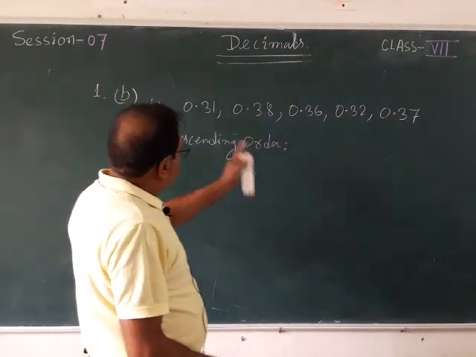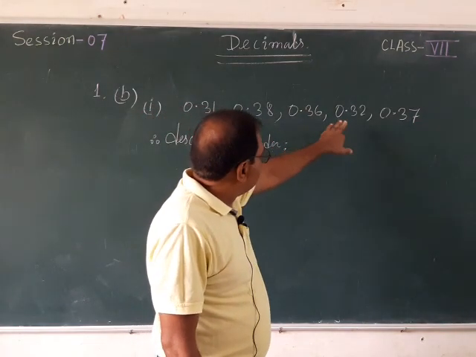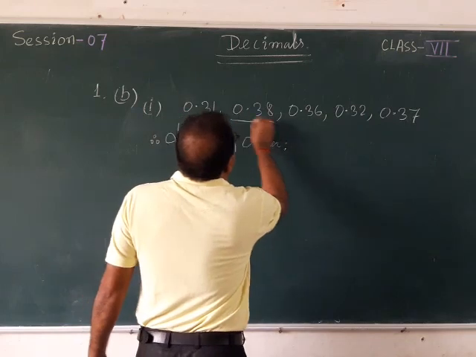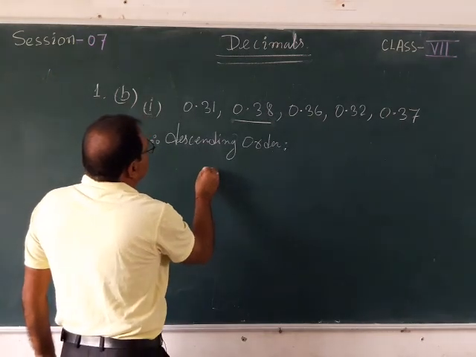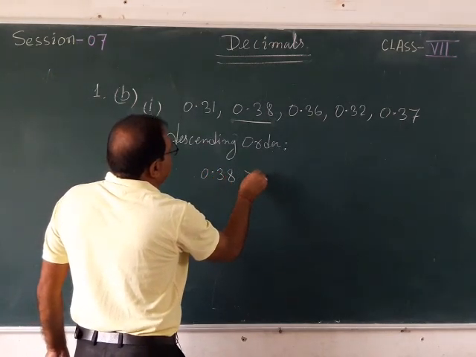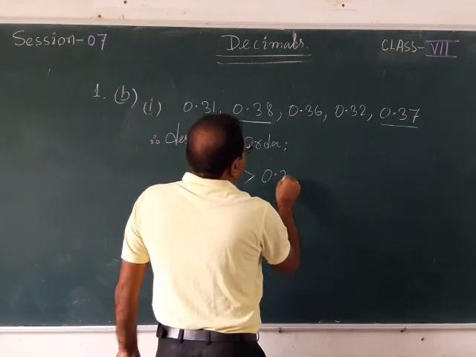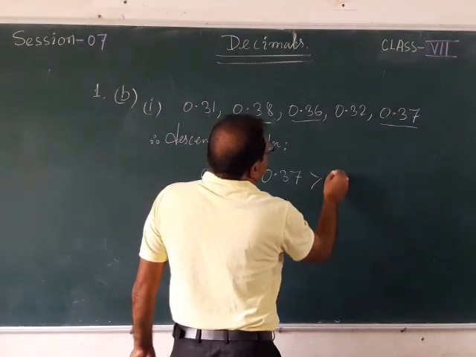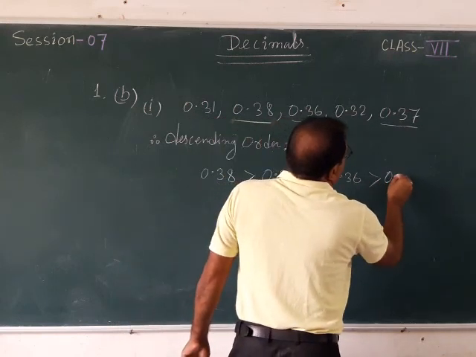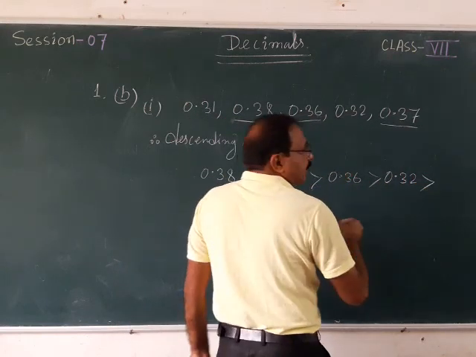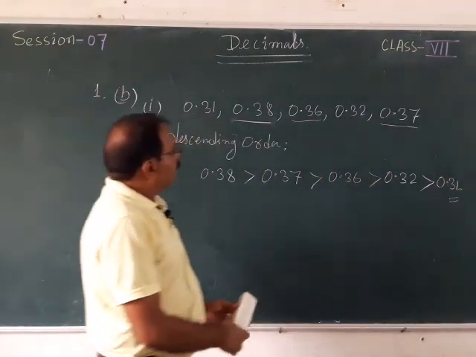That means which is the greatest number among all these numbers. So 3, 8, 3, 6, 3, 2, 3, 7. You can see that 0.38 is the greatest number among all these given numbers. So you need to write 0.38. This is the greatest number. Then 0.37, the second number. Then 0.36, then 0.32, and further you can write 0.31. So this is the answer to this question.